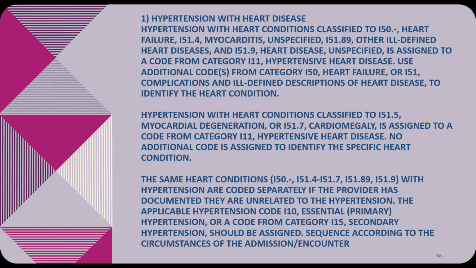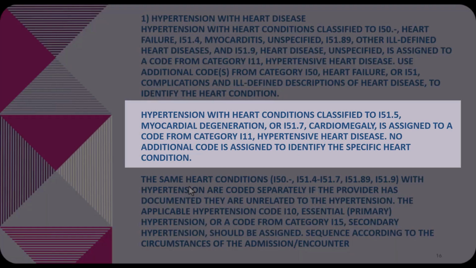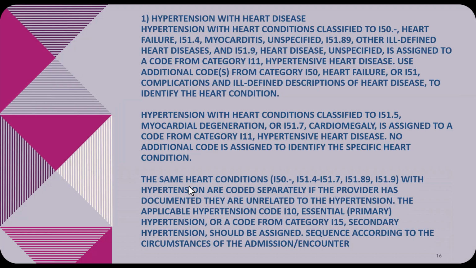So as we look at the second one, hypertension with heart conditions classified to I51. Myocardial degeneration, or I51.7, cardiomyopathy, is assigned to a code from category I11, hypertensive heart disease. No additional code is assigned to identify the specific heart condition. So in this case, if you have I51.5 or I51.7, you don't have to worry about adding in codes for the heart failure end.